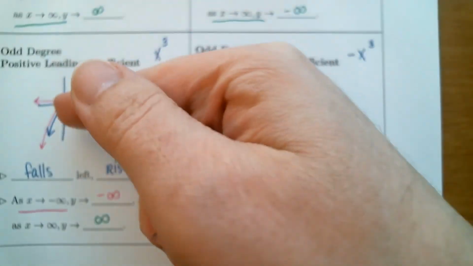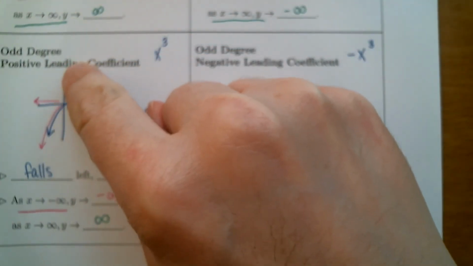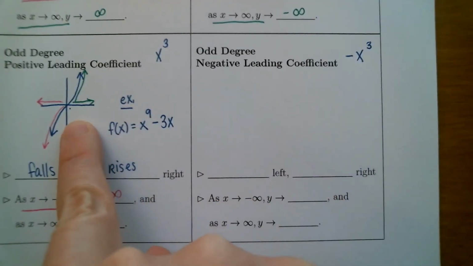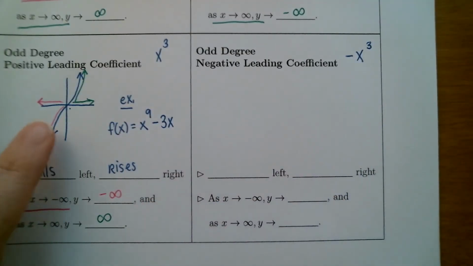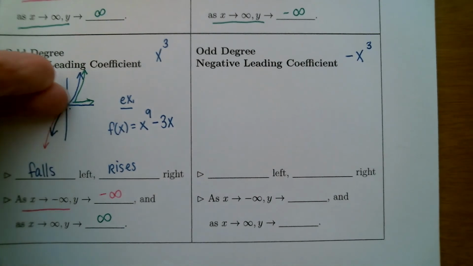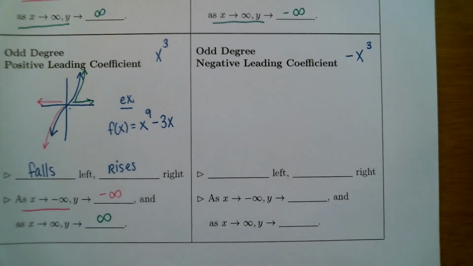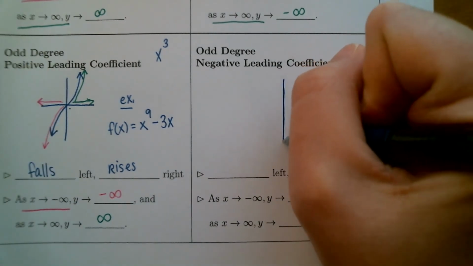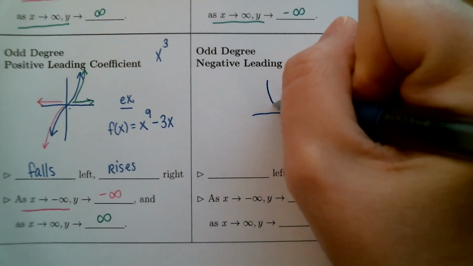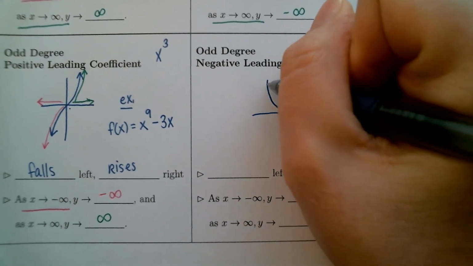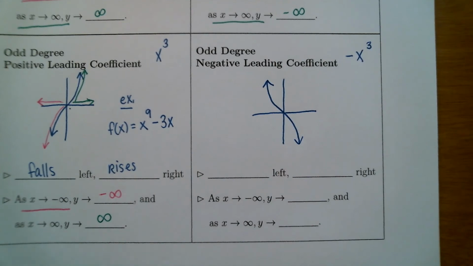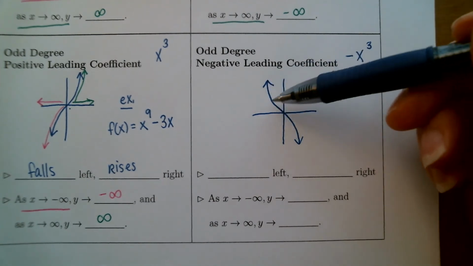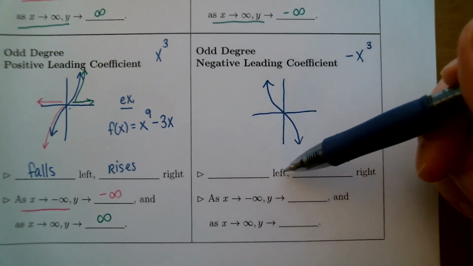So come back over here. Here's x cubed. This little piece will fold along the x-axis, so this piece will go down here. And then you take this piece, you fold it over the x-axis, it's going to flip up and go up here. So negative x cubed is going to look like this. Any polynomial that has an odd degree and a negative leading coefficient is going to exhibit this type of end behavior.